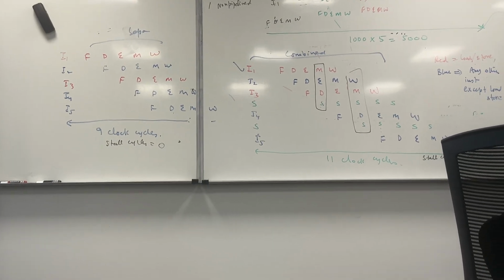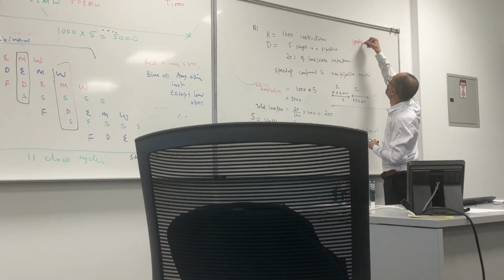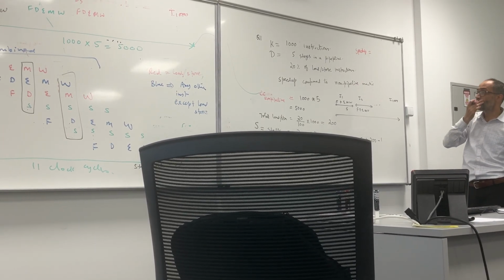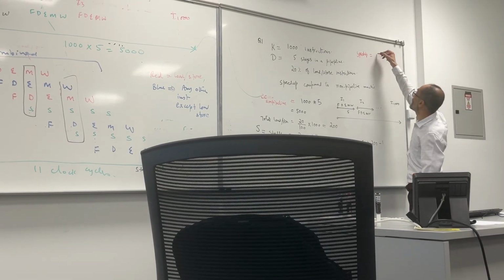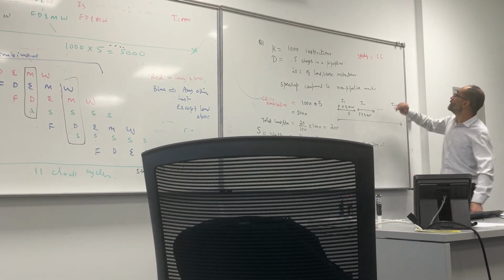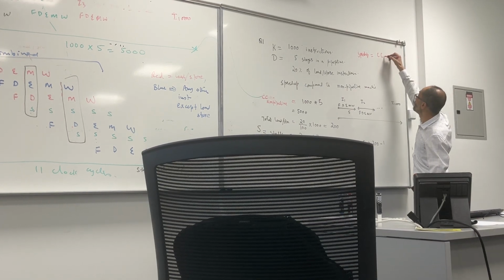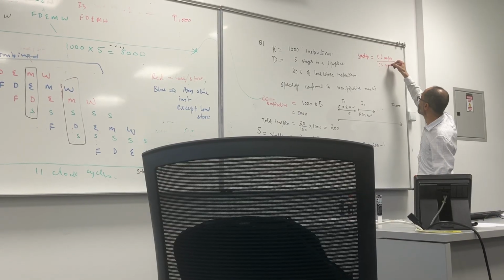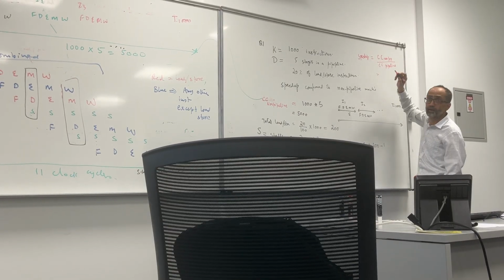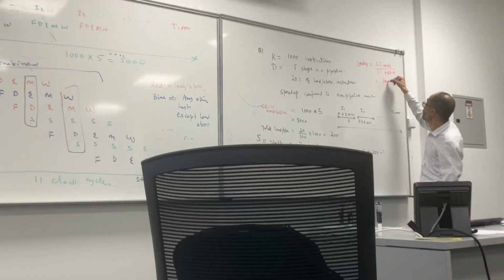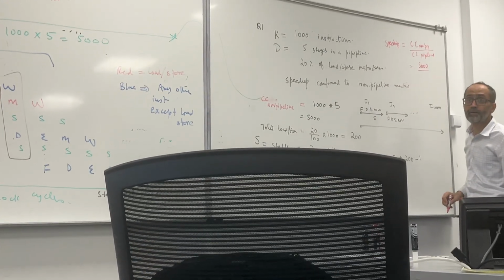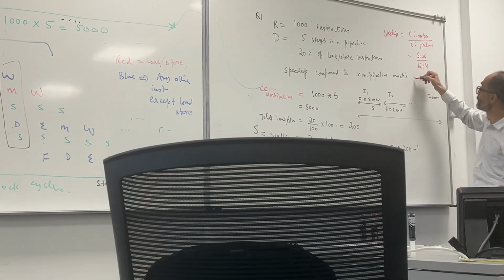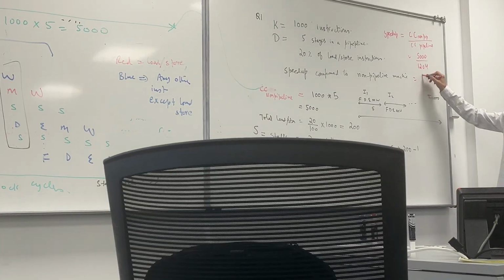Now, what will be the speed up? Anyone may answer. Please remember, the speed up compared to the non-pipeline machine will be equal to the clock cycles of the non-pipeline divided by the clock cycles of the pipeline architecture. This may be a question in the exam. For the non-pipeline, the clock cycles are 5,000, divided by 1204. What will be the final answer? 4.15.